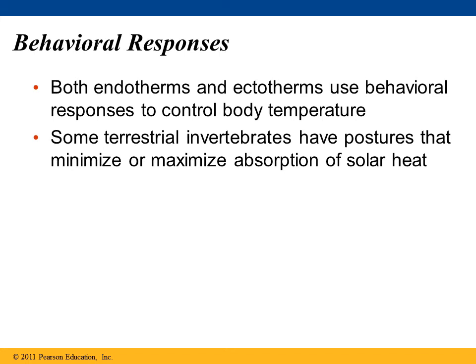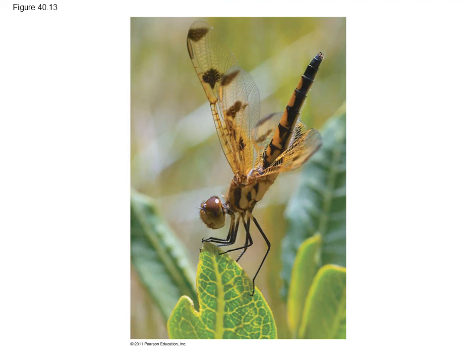The next adaptation that helps animals regulate their temperature is behavioral responses. Now, endotherms and ectotherms have behavioral responses to control body temperature. For example, many terrestrial invertebrates have postures to minimize or maximize the absorption of heat. For example, here in figure 40.3, the dragonfly uses a behavioral response to regulate the body temperature.